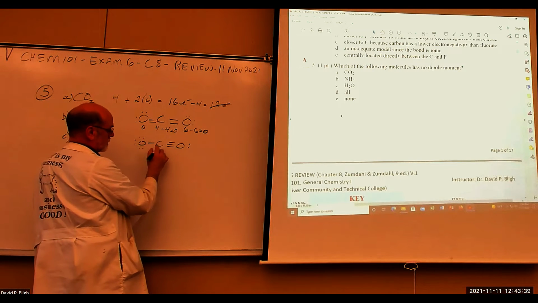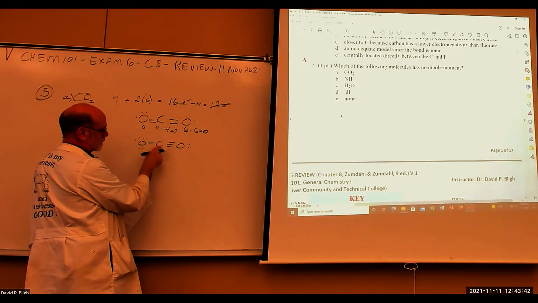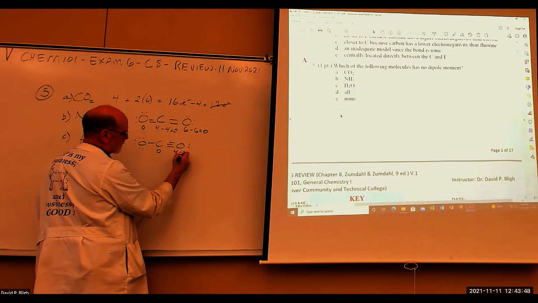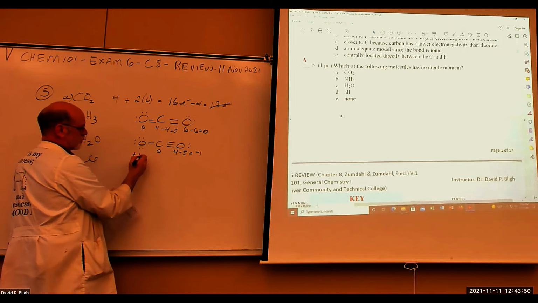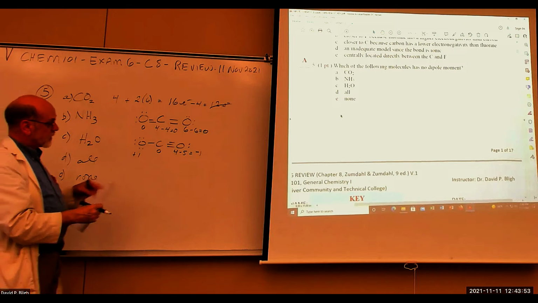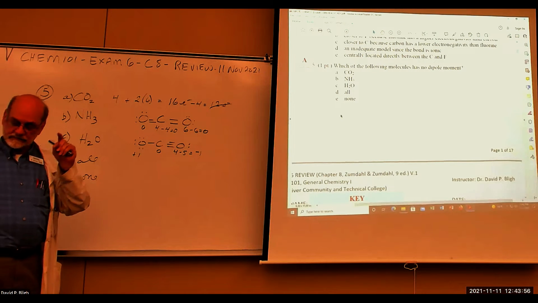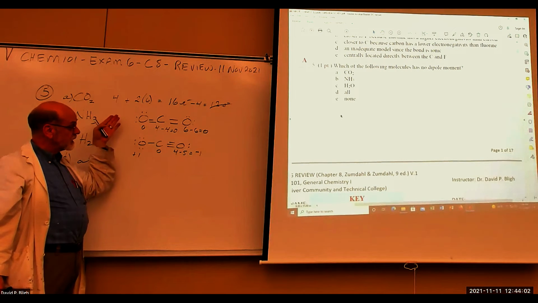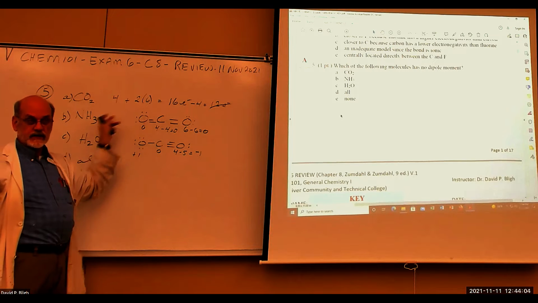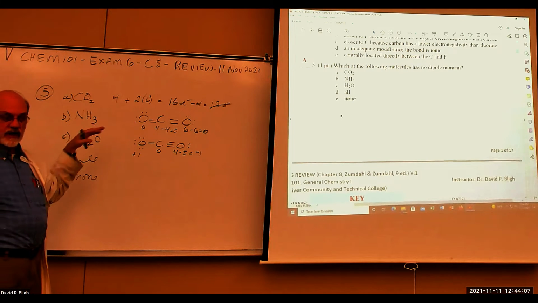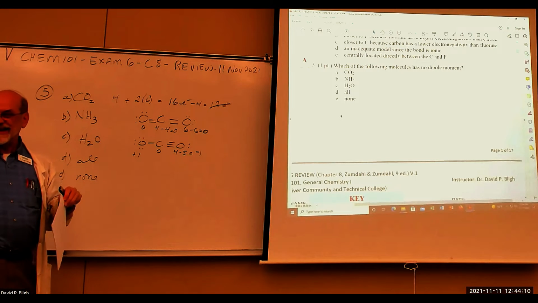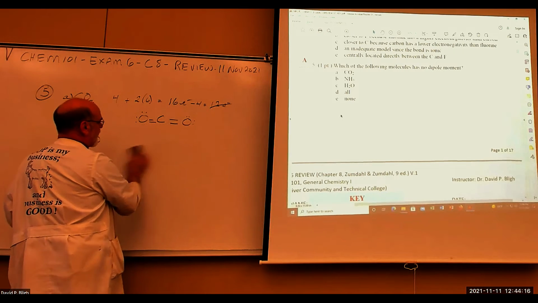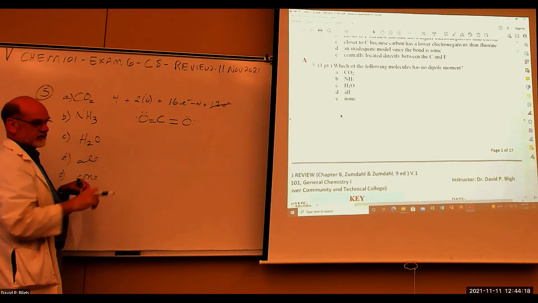If we do this one, then carbon is still 0, 1, 2, 3, 4. But this oxygen has 1, 2, 3, 4, 5. 4 minus 5 equals -1. That makes this one +1. So the best Lewis dot structure for this one is the one where carbon is double bonded on one side and double bonded on the other. That gives the lowest possible spread of formal charges.